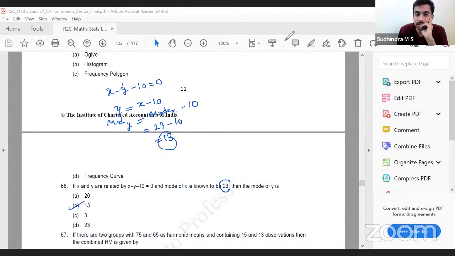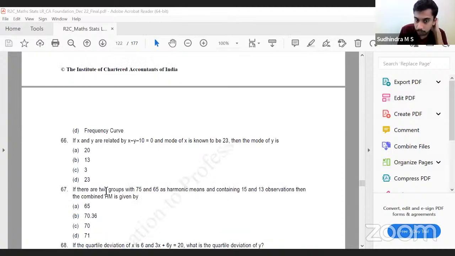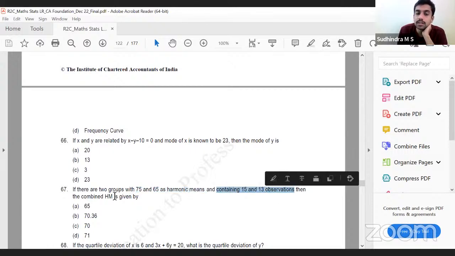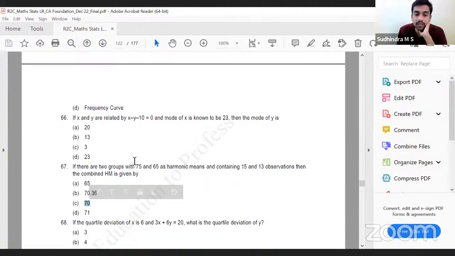Next question is a repetition, which we have already solved. The two groups have harmonic means 75 and 65, containing 15 and 13 observations; combined harmonic mean. We got 70. We have already solved this.